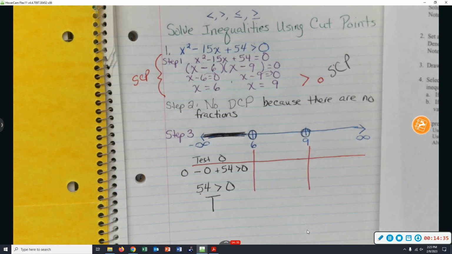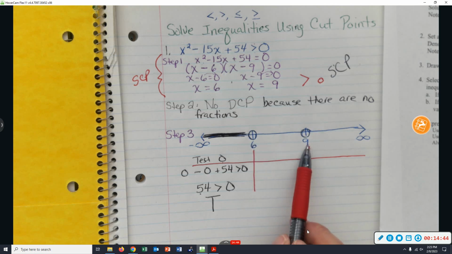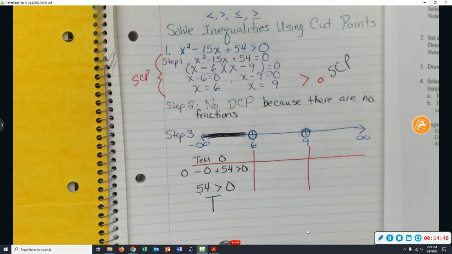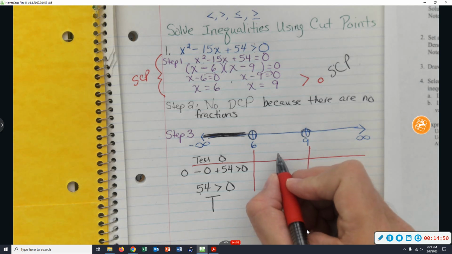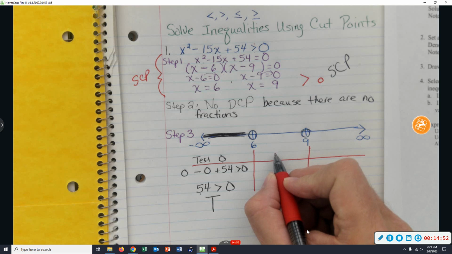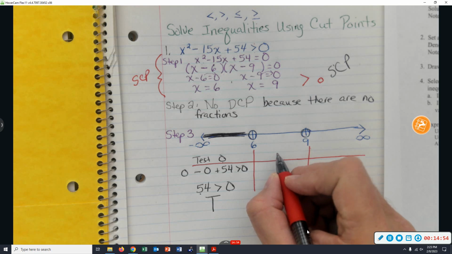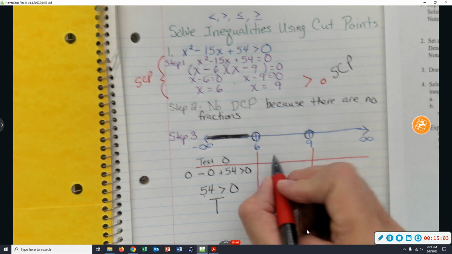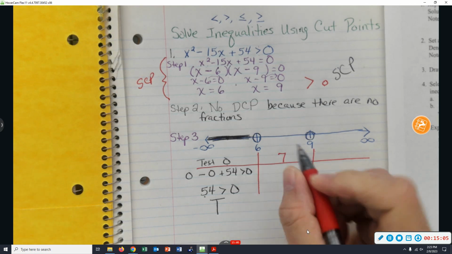Now let's test that next interval. Over here, between negative infinity and 6, there were a lot of numbers you could test. Here, between 6 and 9, there's not a lot of integers. Which one do you think we should test? I'll give you a hint: either use 7 or 8. You could use 7.43592, but use something easy. So, what do y'all think? Seven. Okay, I'm testing 7.